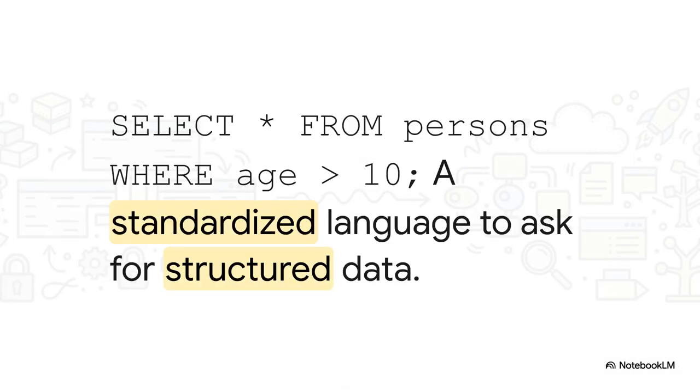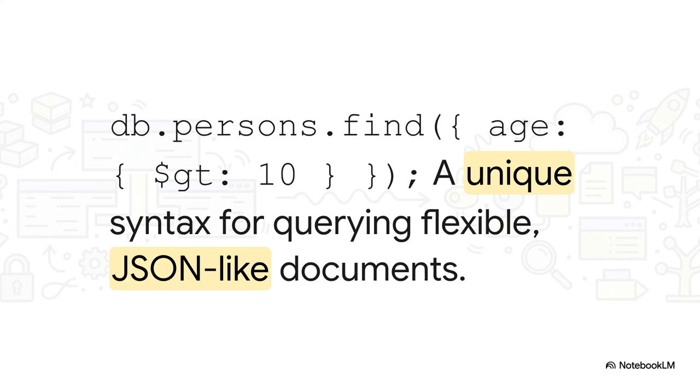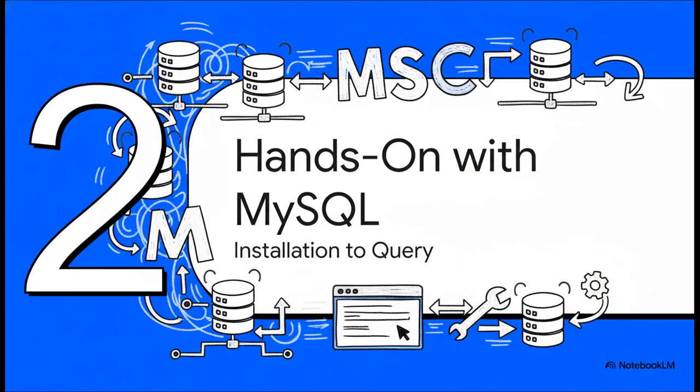So here's how you'd actually ask a SQL database a question, like show me everyone older than 10. You use the standard structured query language, SQL. It's pretty universal across most of these databases. Now check this out. Here's the same exact question, but this time we're asking MongoDB. You can see it's a totally different syntax, one that's built specifically to search through those flexible JSON documents. Two different ways of asking, but they both get you the same answer. All right, enough theory. Let's roll up our sleeves and move to our first practical example.